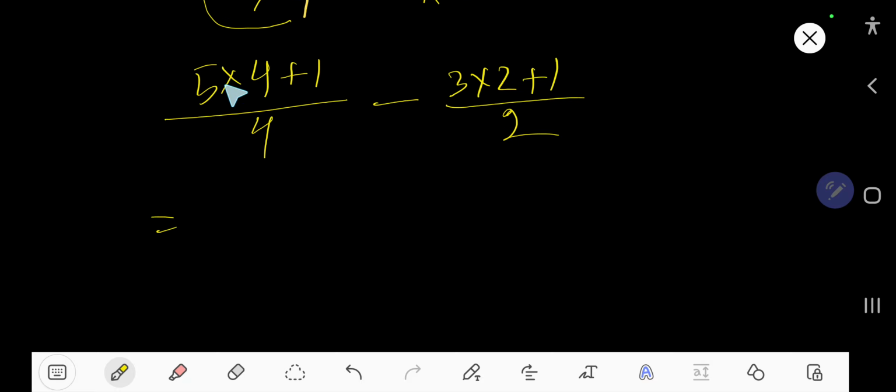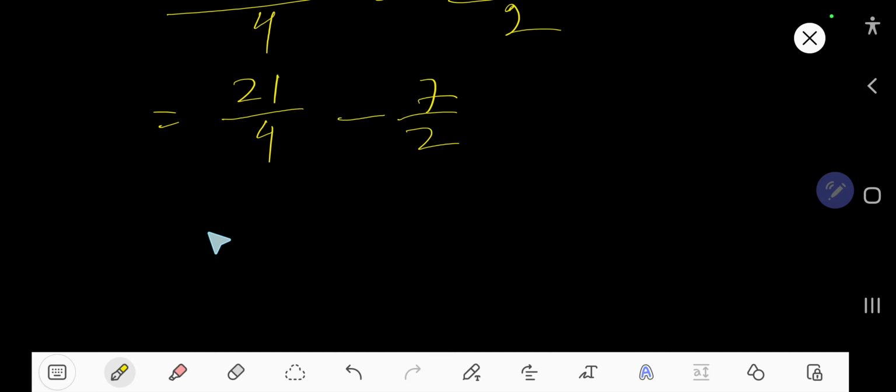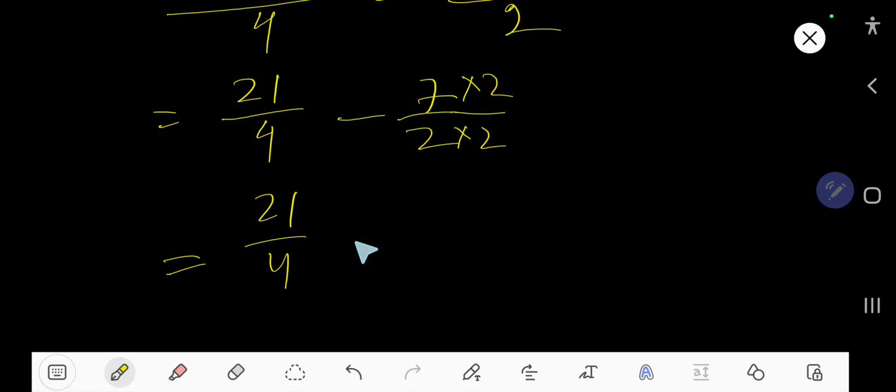So look here, 5 times 4 plus 1 is 21, divided by 4. 3 times 2 plus 1 is 7 over 2. So now subtract. To subtract, look, we need like denominators. Here 4, here 2. So make it 4 by multiplying 2. So 7 over 2 is 14 over 4.